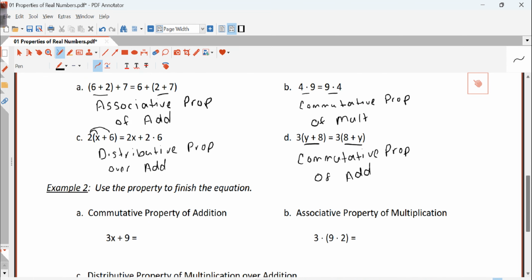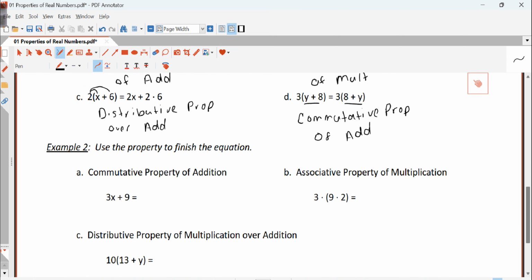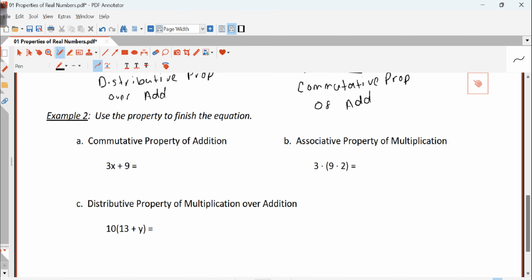Okay, our next example is we're going to use the property to finish the equation. So we're not solving, we're just using the property. So the first one, commutative property of addition. So commutative, remember we're just going to switch the order. So this would end up being 9 plus 3x.